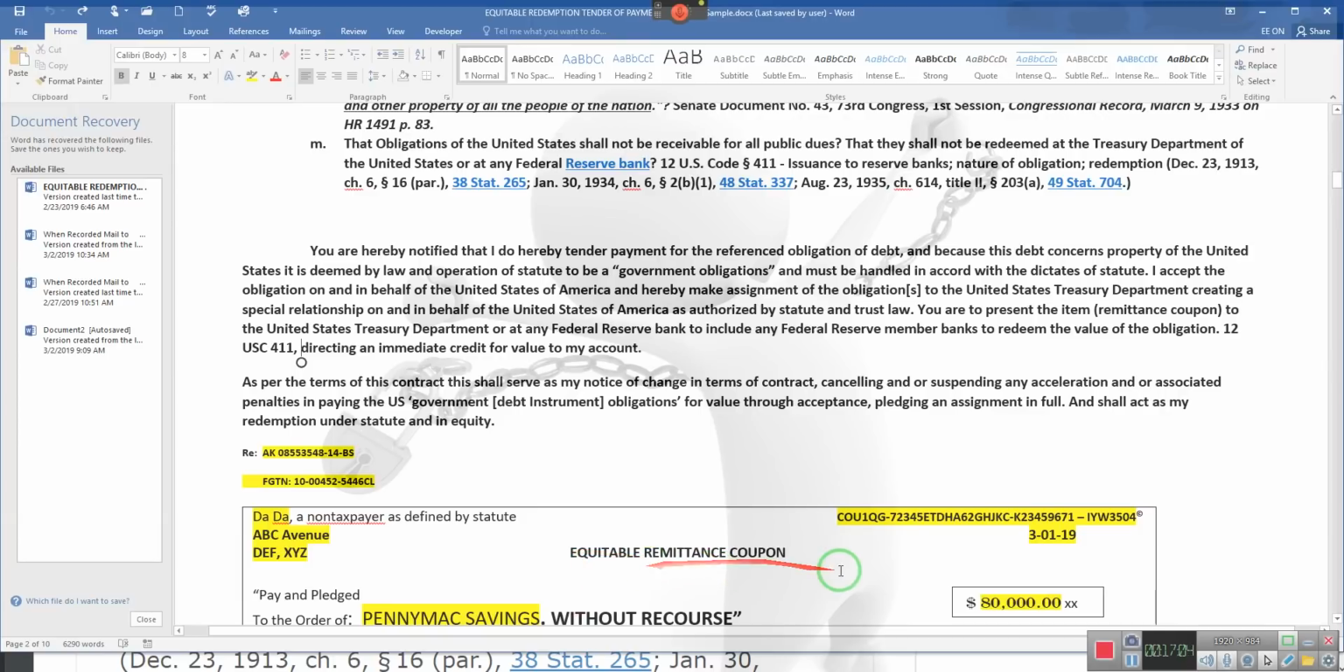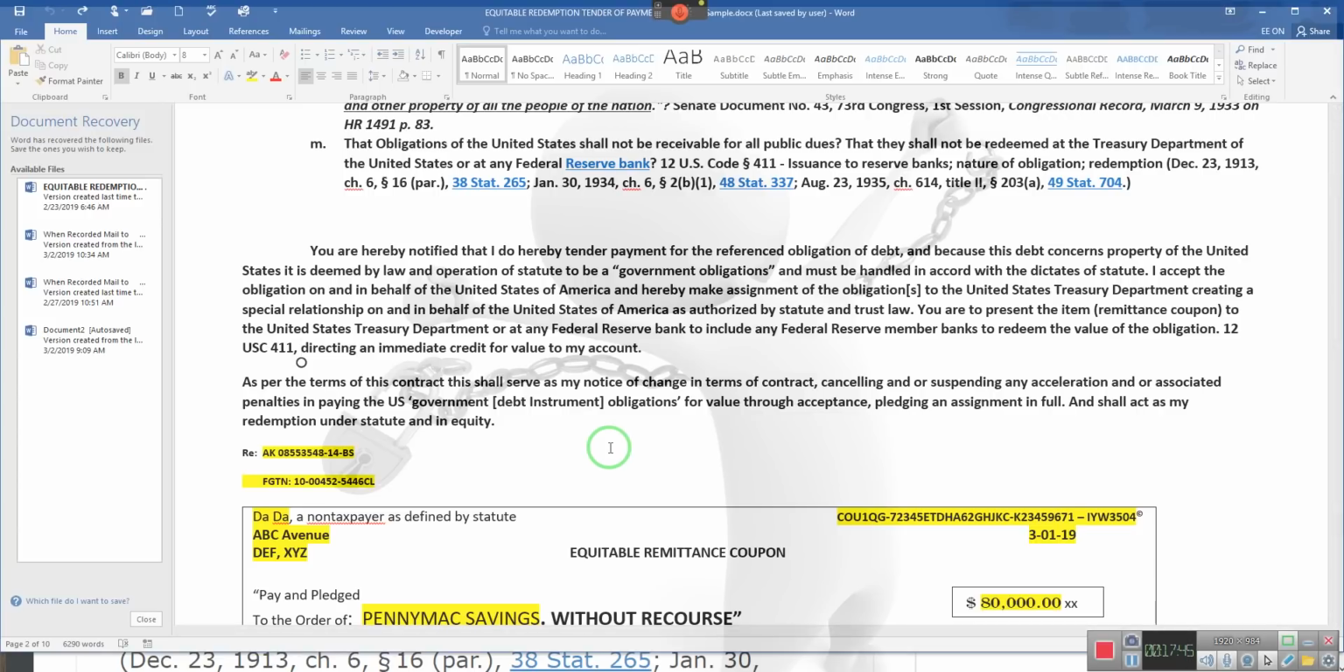See, equitable remittance coupon, and we're talking about redeeming. As per the terms of this contract, this shall serve as my notice of change in terms of contract, canceling and/or suspending any acceleration and/or associated penalties in paying the United States government debt instrument obligations for value through acceptance, pledging an assignment in full, and shall act as my redemption under statute and in equity. So we're doing a statutory redemption and an equitable redemption. We're covering both fields, ladies and gentlemen.